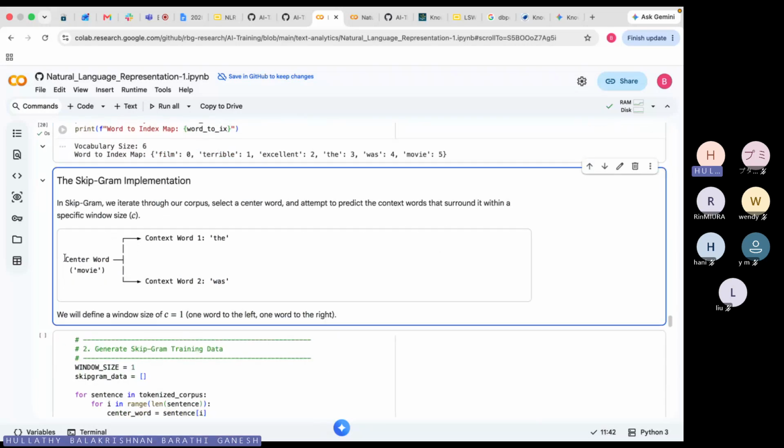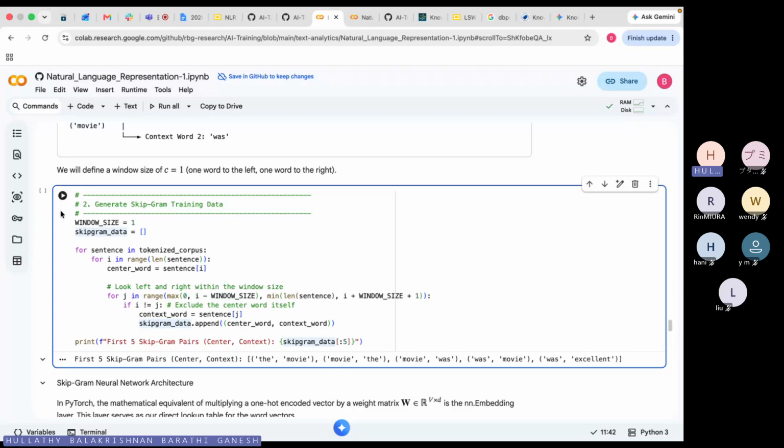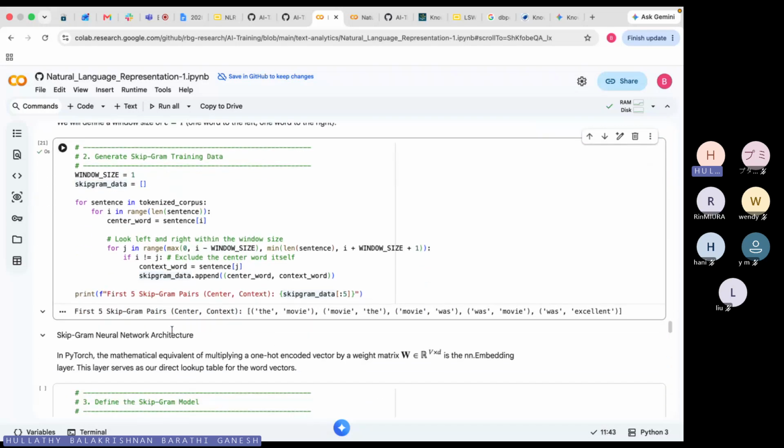The skipgram is very simple. Given a target word, we have to find the context. We are fixing the window size as 1, so just nearby words alone. The first thing is formulating the input-output pairs. You can see that given the word "the", it has to find "movie". Given the word "movie", it has to find "the" and "was", and so on. Like that, the pairs are formulated.